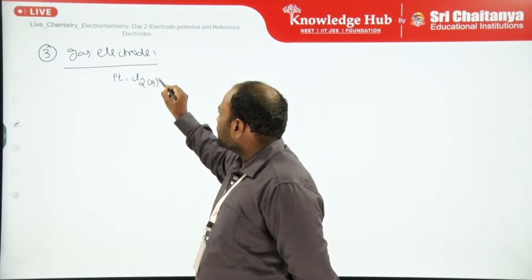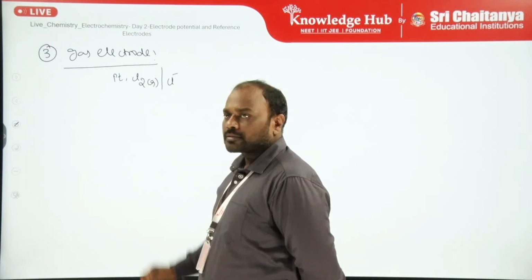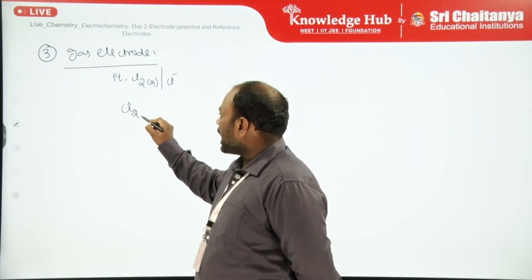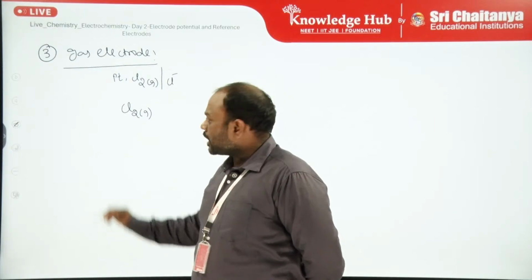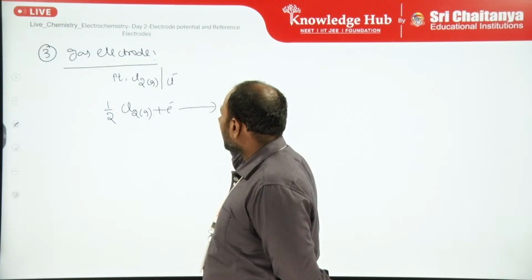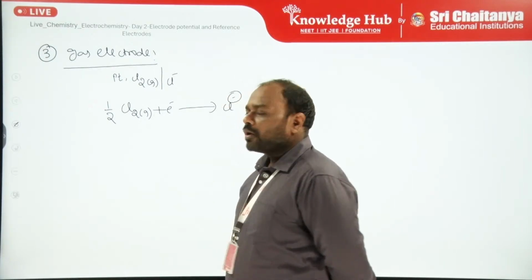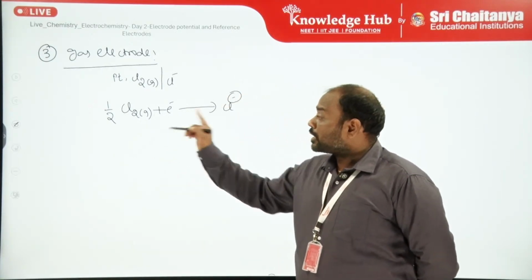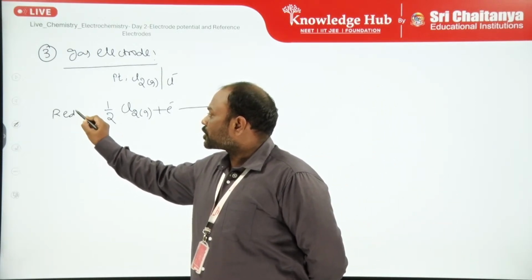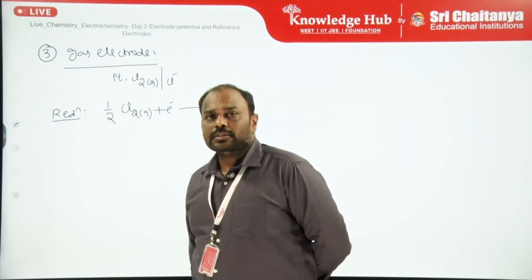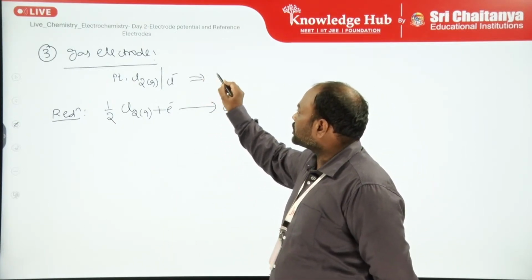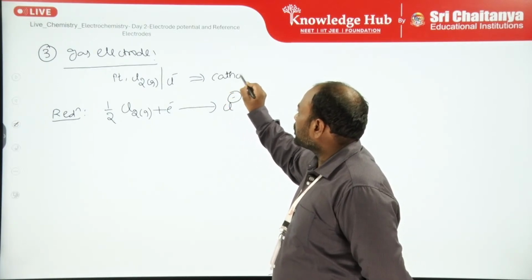Cl2 gas, Cl minus. What happened here? Half mole of Cl2 gas gains the electron, then converted to Cl minus. What you observed here, electron is gained. Gaining of electron is nothing but reduction. So reduction reaction takes place at cathode. So at this condition, this one is acting as cathode.